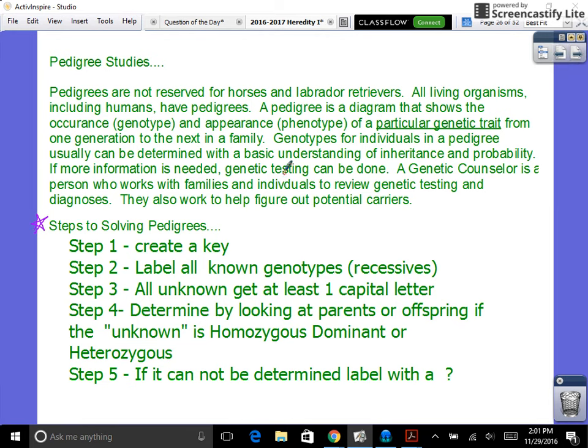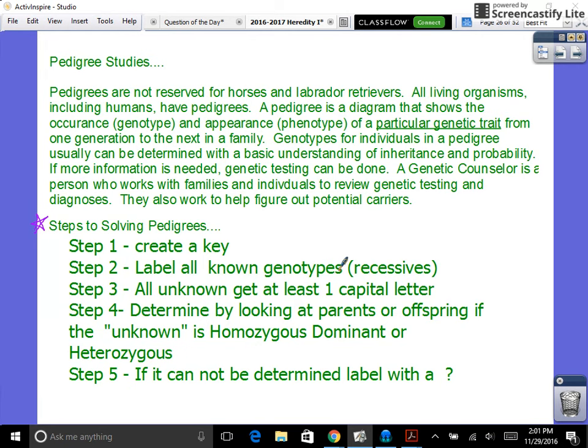We've followed some important steps, and I encourage students to keep going back to these steps when attempting to solve a pedigree, because it simplifies the process, and you can't go wrong this way. The first step is to create a key. What are your possible genotypes and phenotypes? The next step is to label all your known genotypes.